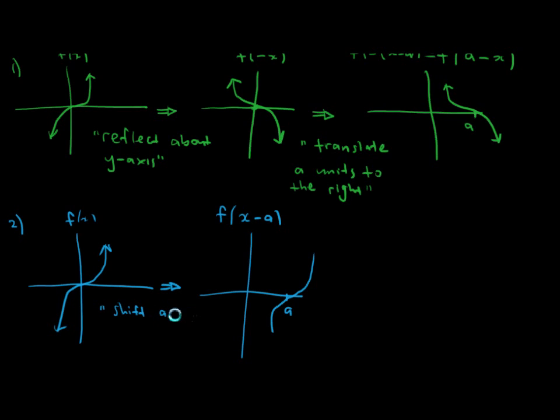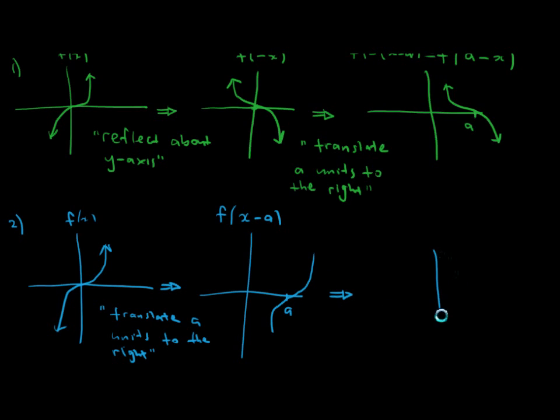Translate a units to the right. And again, if we had a negative a, we'd be going to the left, just so you're aware of that. So that was the first transformation.